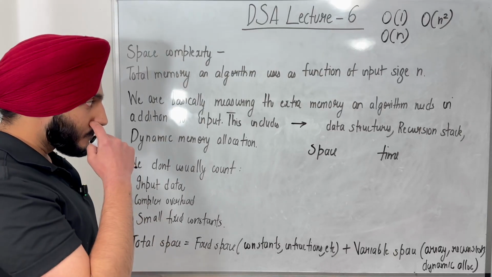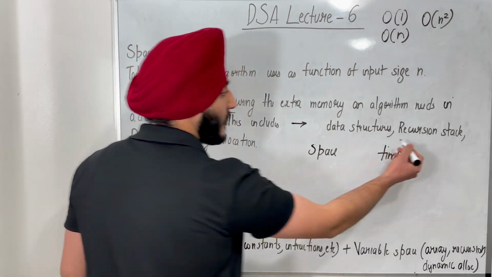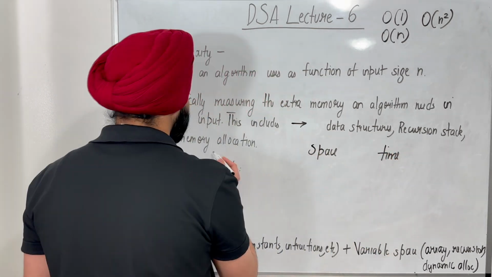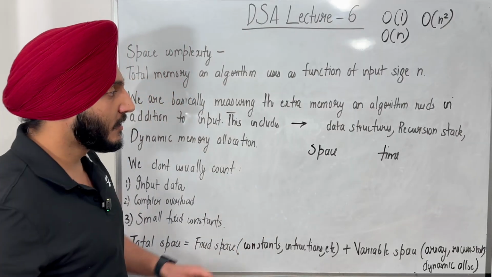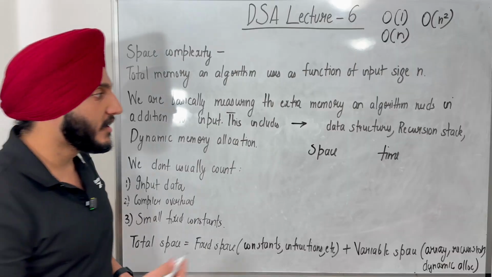So this basically includes data structures, it includes the recursion stack, and it also includes dynamic memory allocation. By data structures, once again, just like I said, it would basically mean things like arrays.